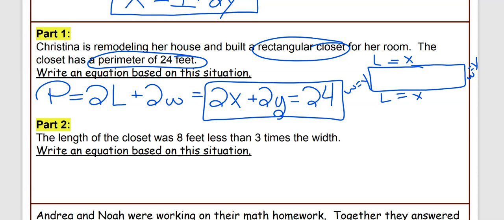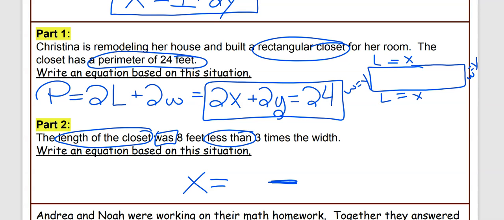Now that we know length is X and width is Y, the length of the closet was 8 feet less than 3 times the width. So we know the length of the closet, what letter is length? X. X, was, acts like an equal sign. Now here's the catchy part. Looks like it's a little difficult for some students. 8 feet less than 3 times the width. I think we can all agree that less than implies what kind of math? Subtraction. The question is what order?